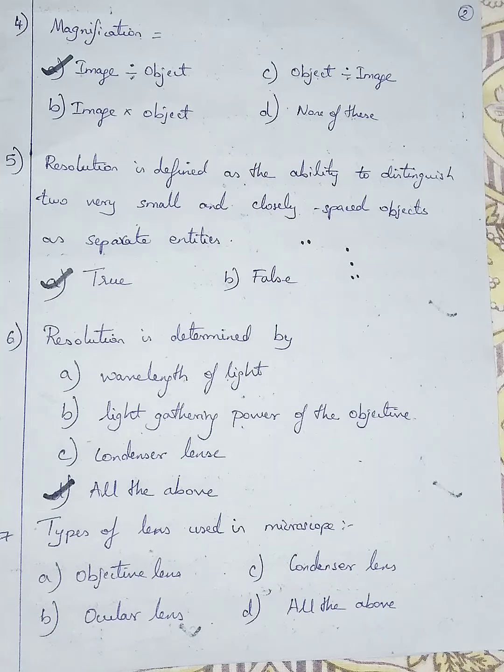Question number 7. Types of lens used in microscope. In a microscope, we use an objective lens. Option number A is objective lens. Option number B is ocular lens. Option number C is condenser lens. Option number D is all the above. The objective lens, ocular lens, and condenser lens are all used in a microscope. So I am going with option number D, all the above.